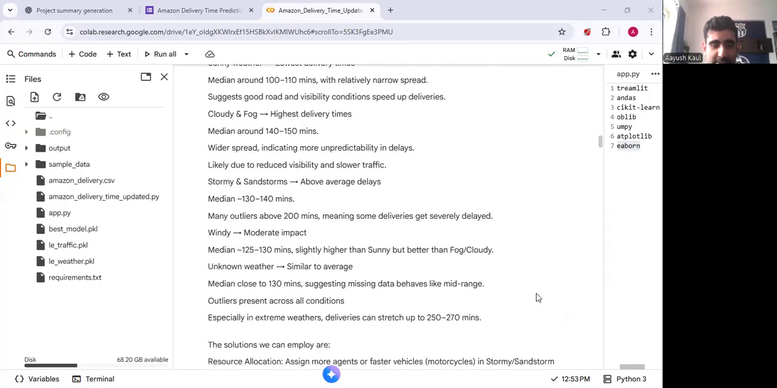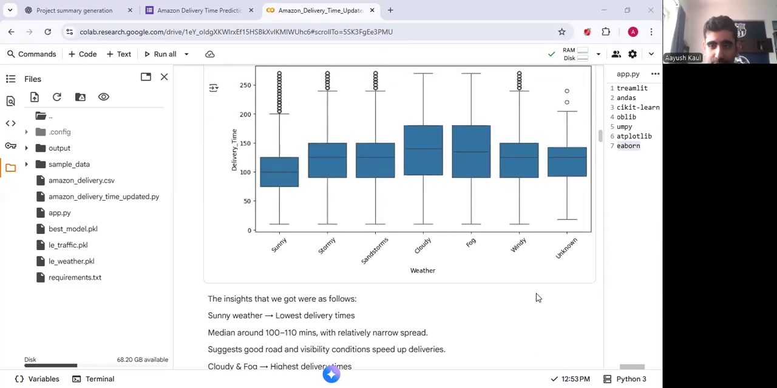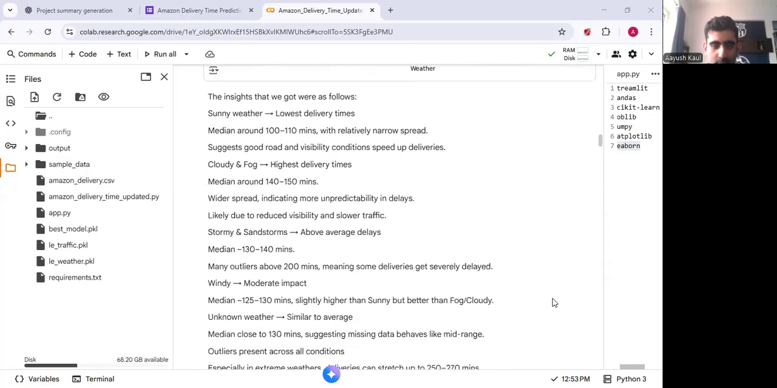The last one we see is of unknown weather, which is similar to average. We can see unknown is similar to average, which means that the median here is close to 130 minutes, suggesting missing data behaves like mid-range.